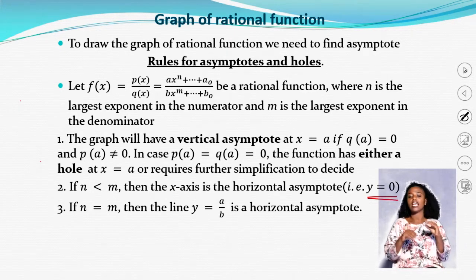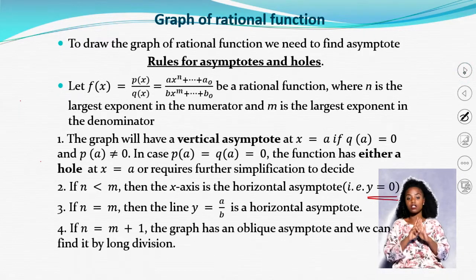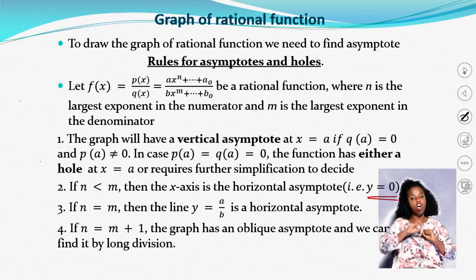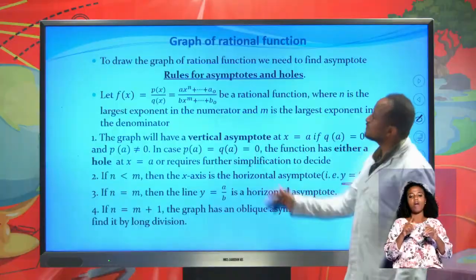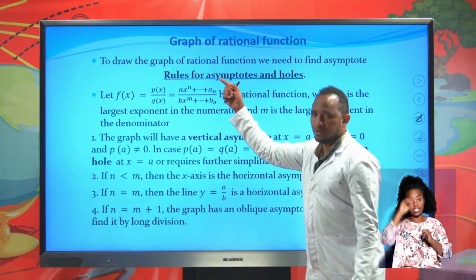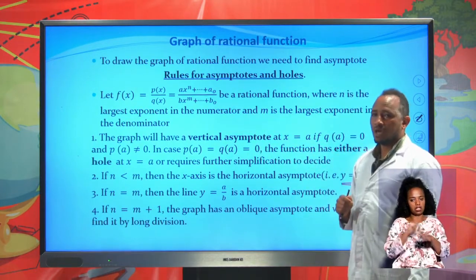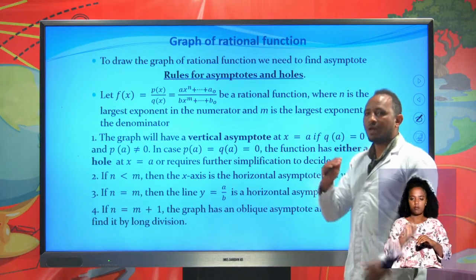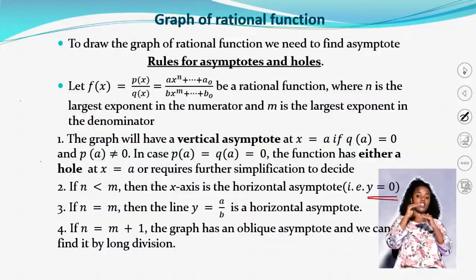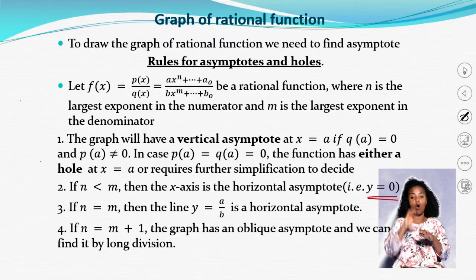for the given rational function. Now the fourth rule: if n is equal to m plus 1, then the graph has an oblique asymptote, and we can find this oblique asymptote by long division. If the degree of the numerator is 1 higher than the denominator, in that case you will have an oblique asymptote, otherwise it will not. It must be 1 higher than the denominator. The oblique asymptote is obtained by using long division.